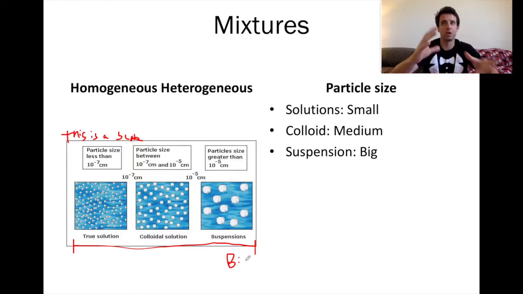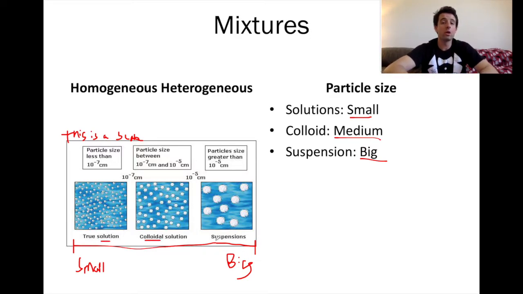So you mix them and it's like a snow globe type deal, but then they start to fall back down. And in order to get them evenly mixed again, you've got to shake them up, but they'll always fall back out. So particle size is what we're talking about here. Solutions are small, colloids are medium, suspensions are big. I would write that down somewhere in your notes.